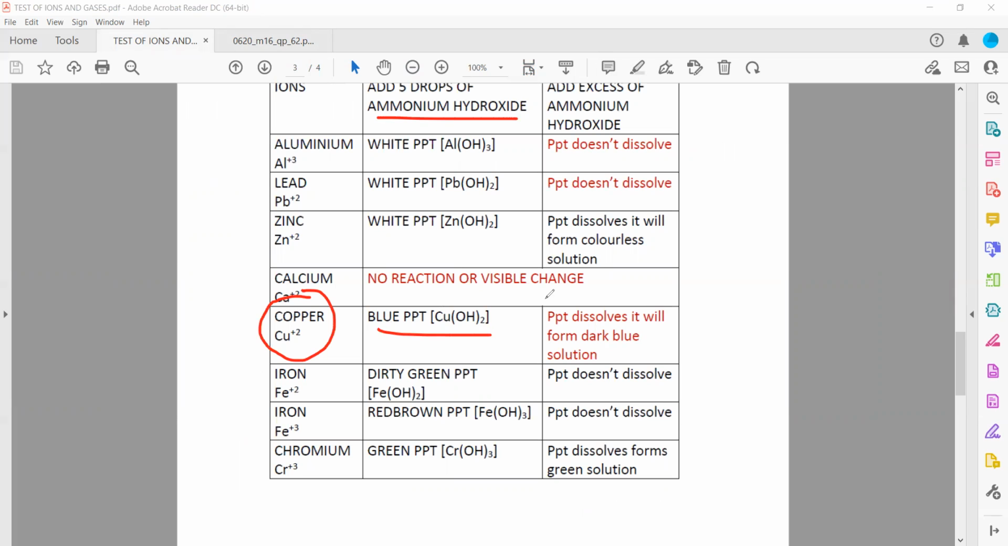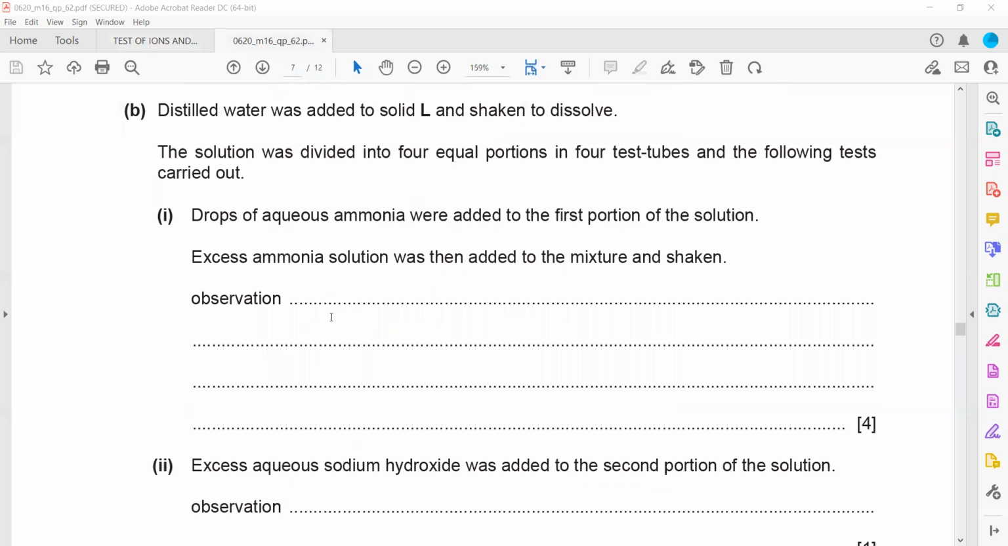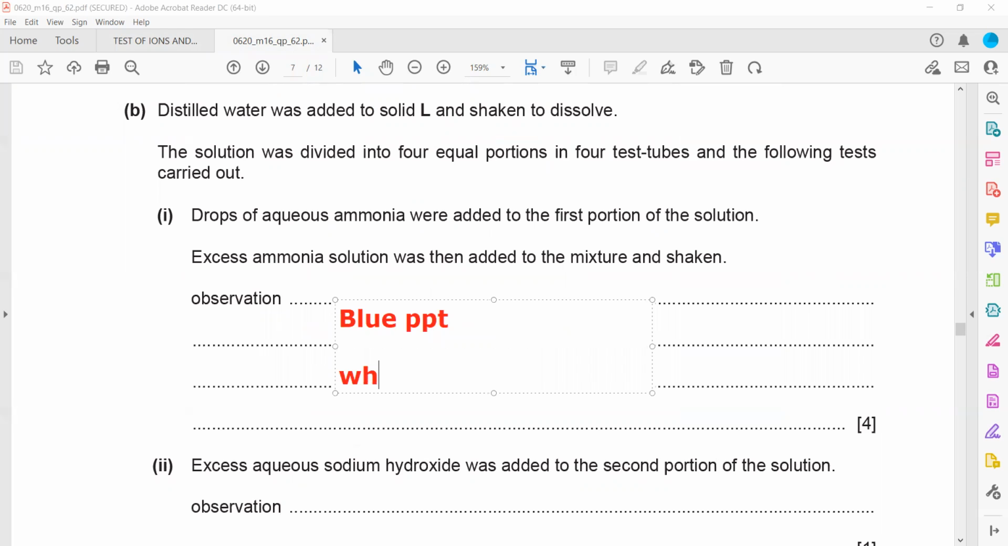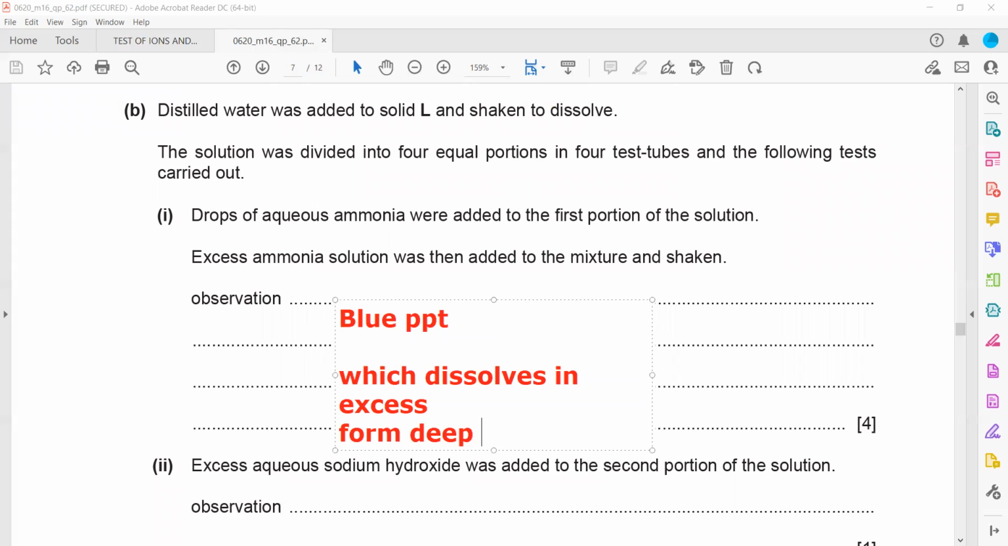It will be a blue PPT. And then when we add an excess, the precipitate will dissolve and it will form a deep blue solution or a dark blue solution. So the same thing you have to write here. First, it will form a blue PPT, which dissolves in excess. And as a result, it will form a deep blue solution, or inky blue solution, or royal blue solution.